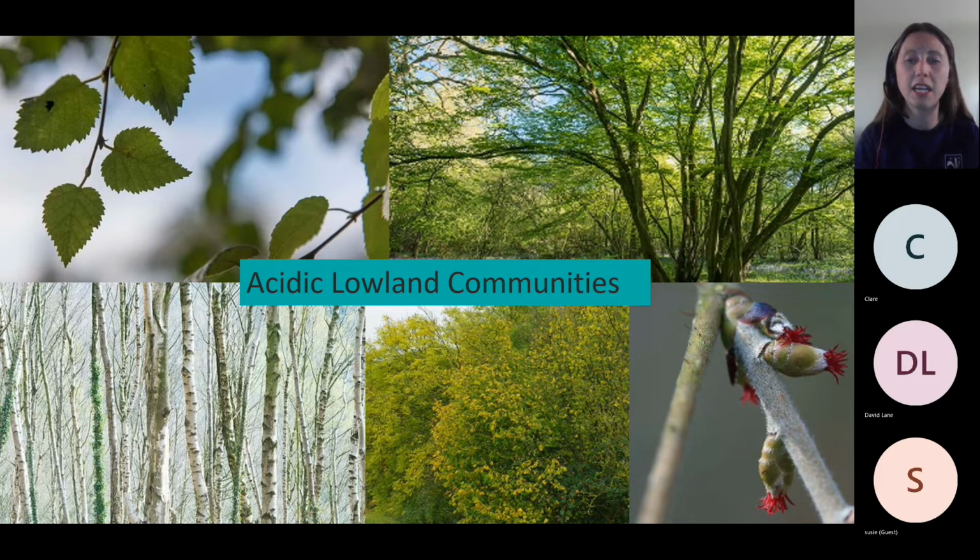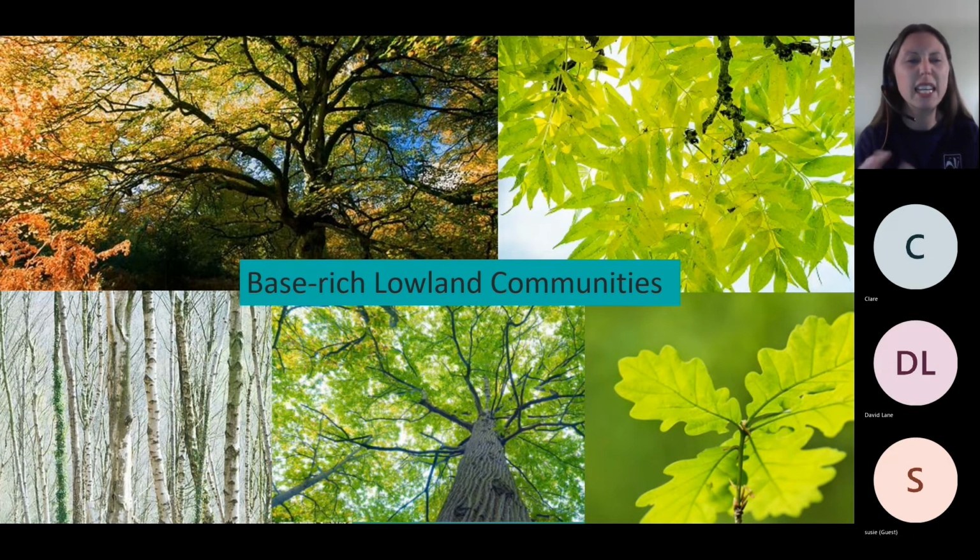So first of all, let's look at acidic lowland communities. And they're really good for species such as English oak, silver birch, downy birch, hazel, beech, hornbeam, and holly. They're really great options for acidic soils in lowland communities. And then if your site is more clay, it's more base rich, base rich lowland community species that will thrive there are things like ash, wych elm, field maple, silver birch, English oak again, hazel, beech, hornbeam, small-leaved lime, and hawthorn.